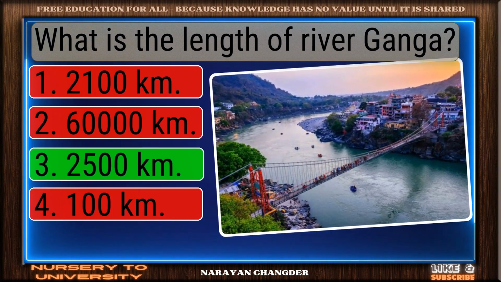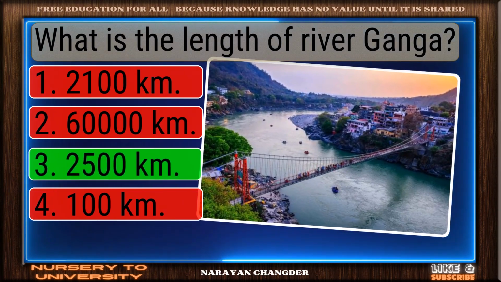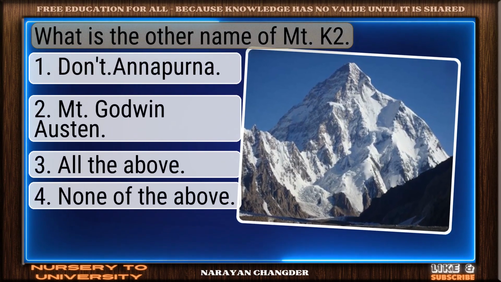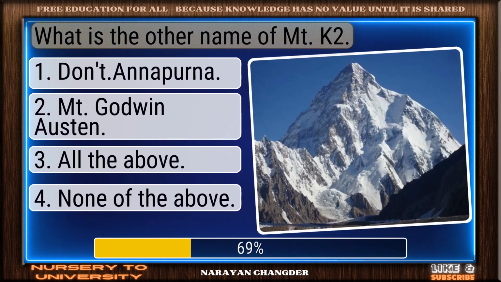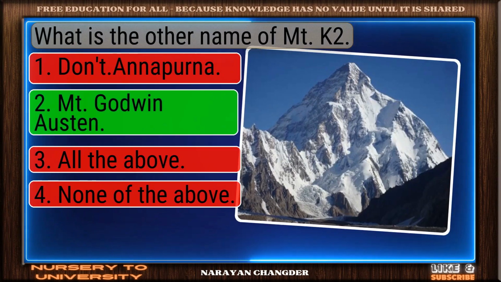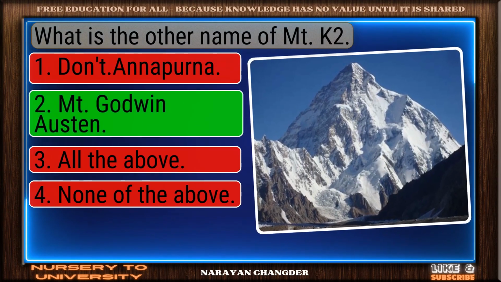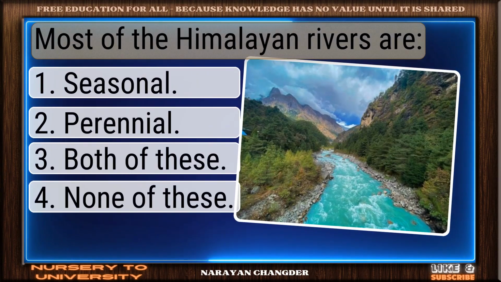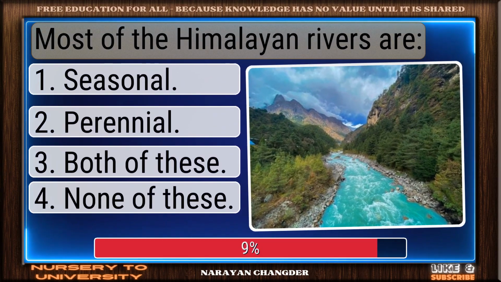Right choice. 2,500 km is the best answer. Question number 170. What is the other name of Mount K2? You got it. Your choice, Godwin Austen, is right. Question number 171. Most of the Himalayan rivers are?